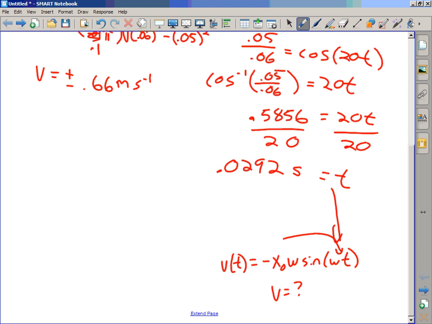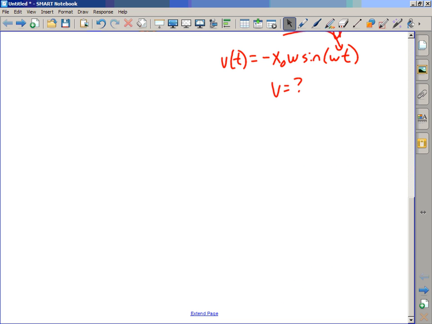So if you drew a blank on that other equation, you can go through it like this. So now I'm going to have v of t, what I'm looking for, equals x naught, 0.06. I need a negative sign. Omega was 20.